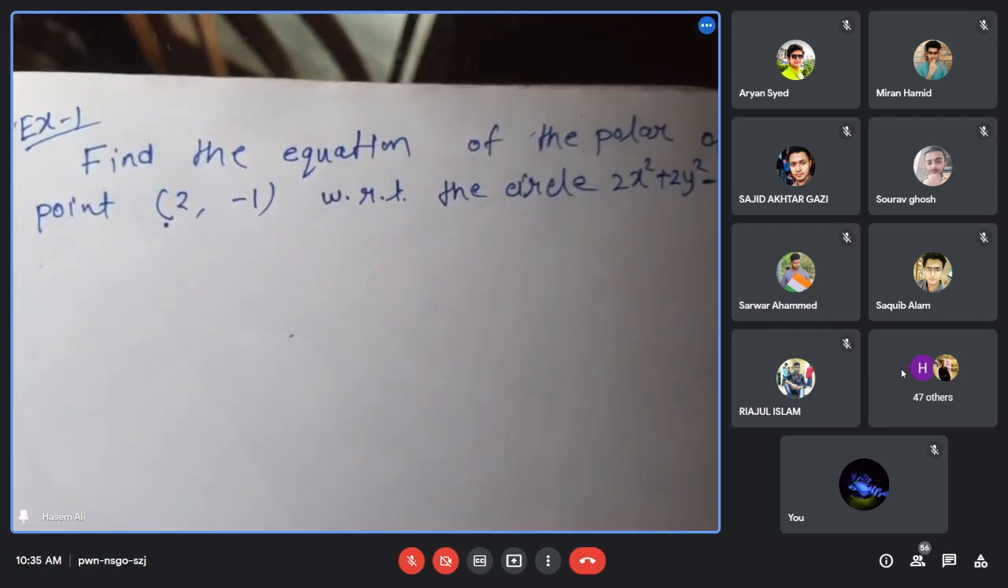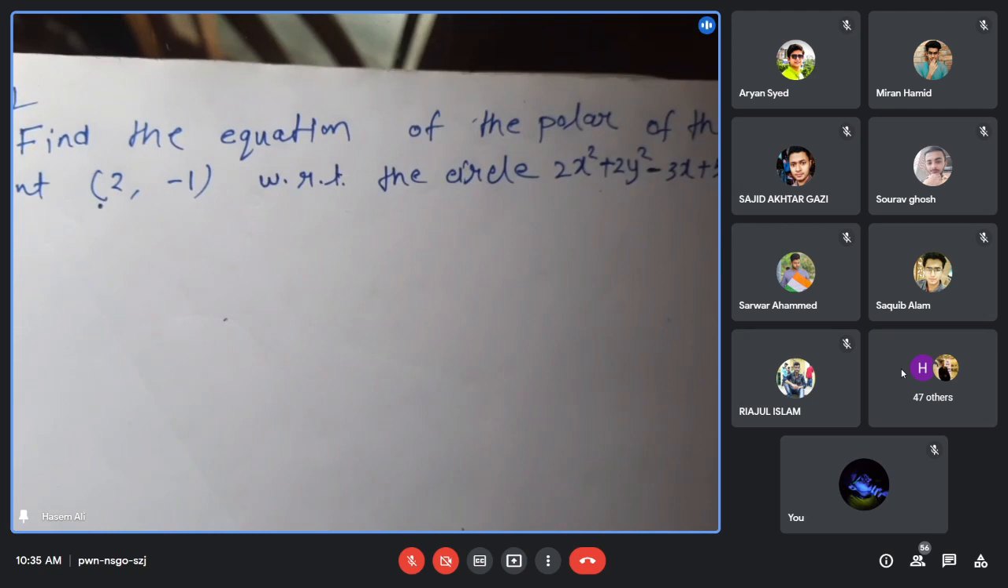Do this yourselves, it is very simple. And the equation of the polar with respect to the circle: just apply the formula.